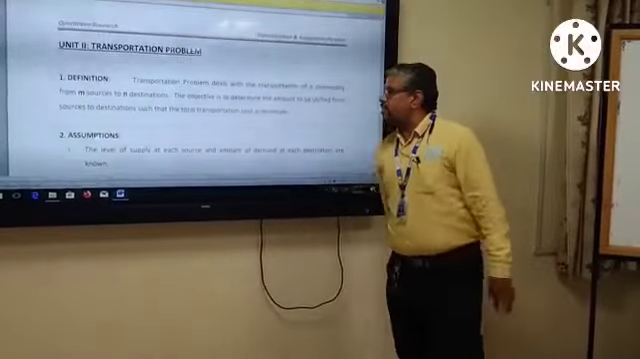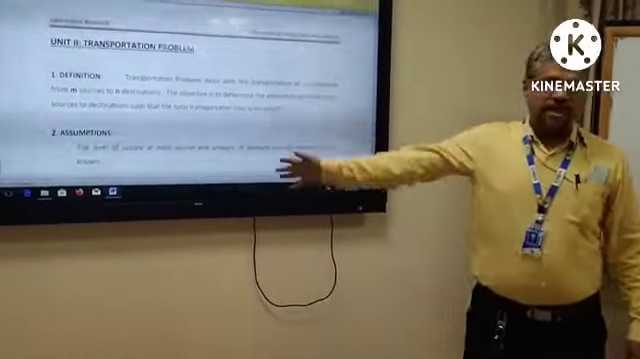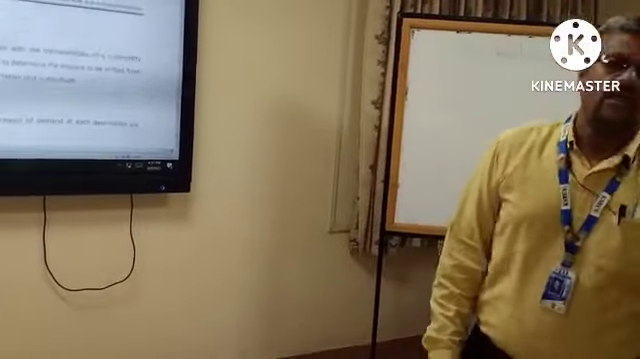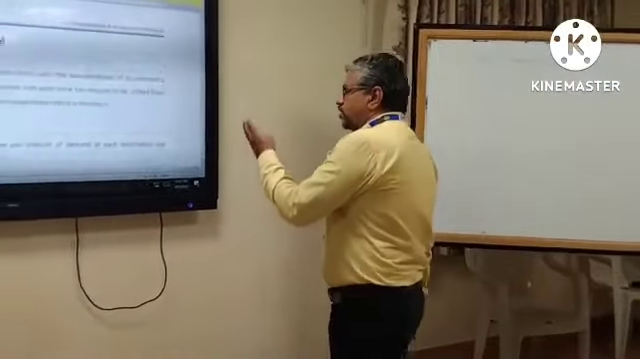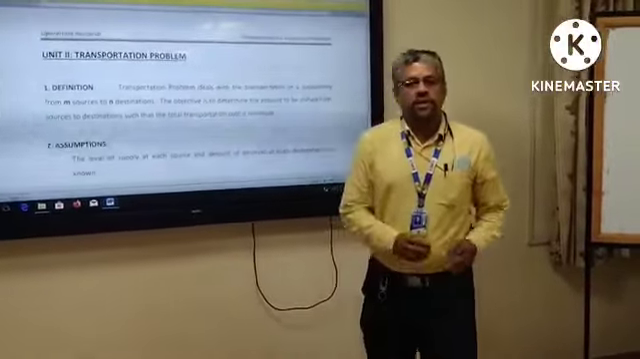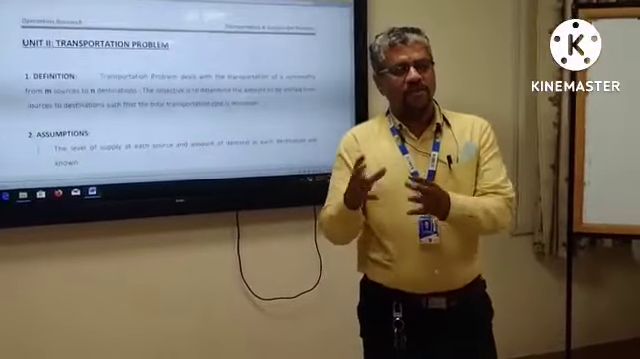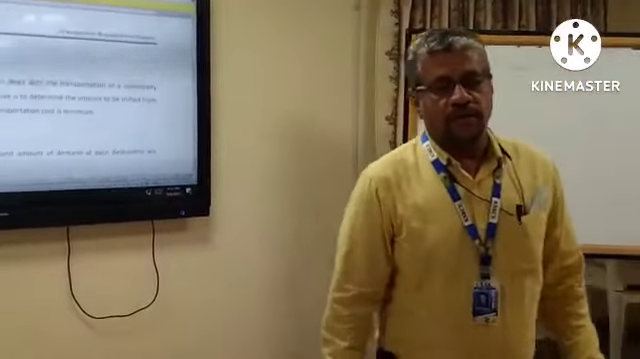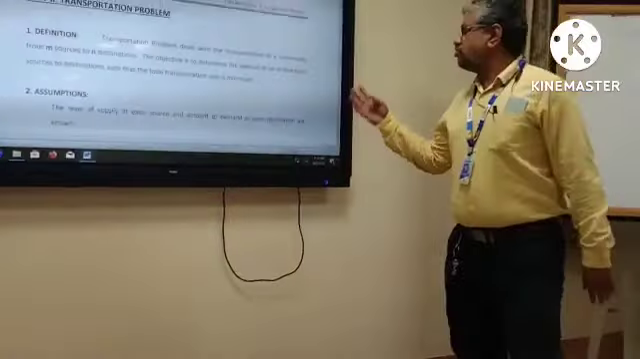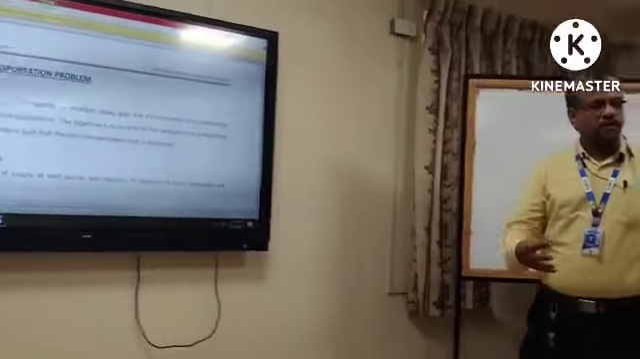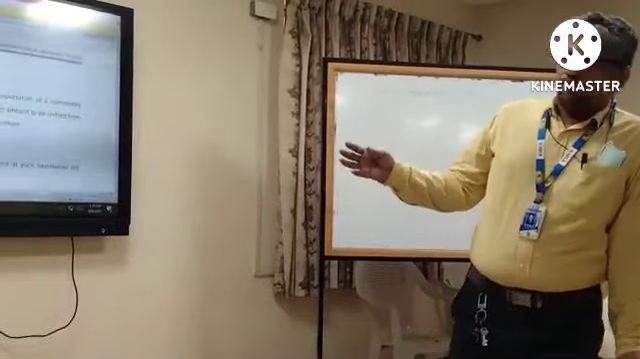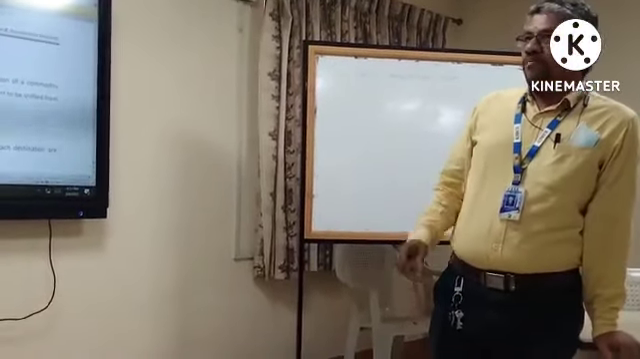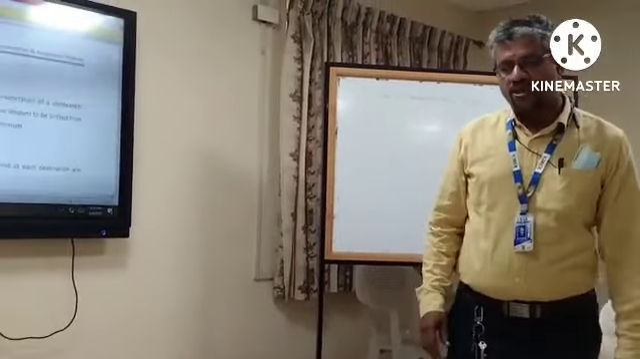Transportation deals with the transportation of a commodity from M sources to N destinations. What are the sources? Sources are nothing but the warehouses, or the factories in which the products are produced. Destinations, what are the destinations? Destinations are where you transfer the goods. The objective is to determine the amount of quantities to be shifted from M sources to N destinations. The main objective is to reduce the total transportation cost.